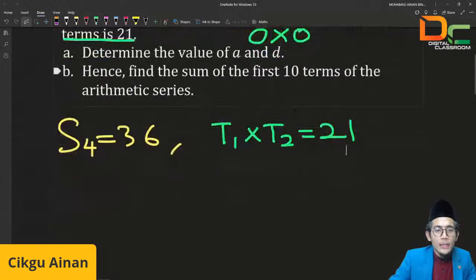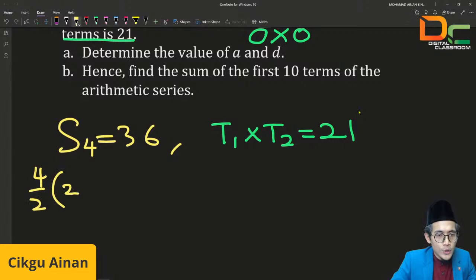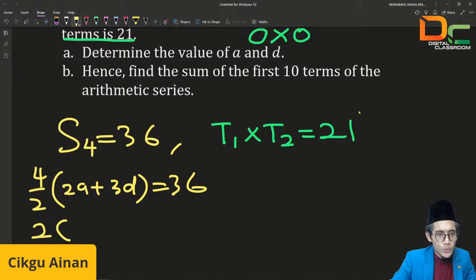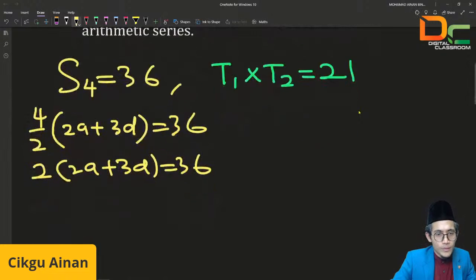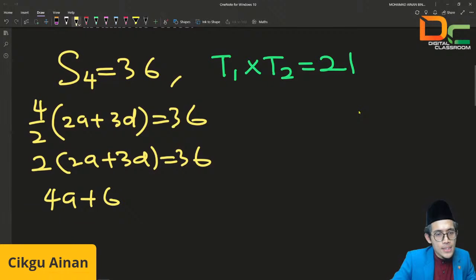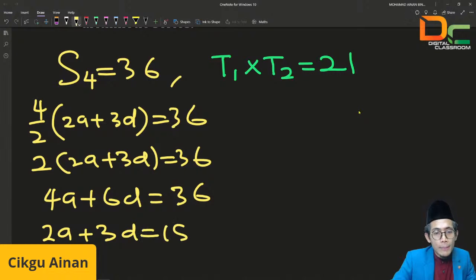Biasalah tu. Okay. So, S4 is 4 over 2, 2A plus 3D. D ni bukan A. 3D. Okay. 36. Okay, and then simplify 2A plus 3D. 36. Okay, and then 4A plus 6D equals 36. Okay, done already. Oh, boleh simplify. 2. Okay, so divide everything by 2. So, 2A plus 3D equals 18 over here.